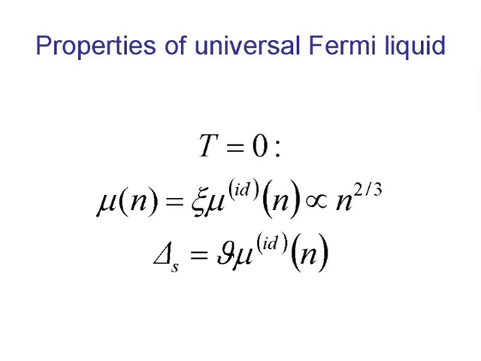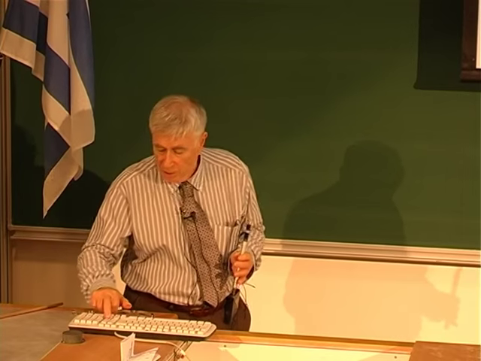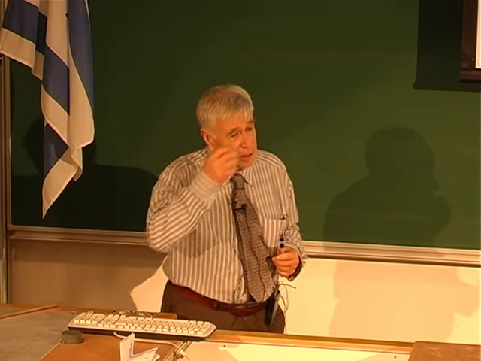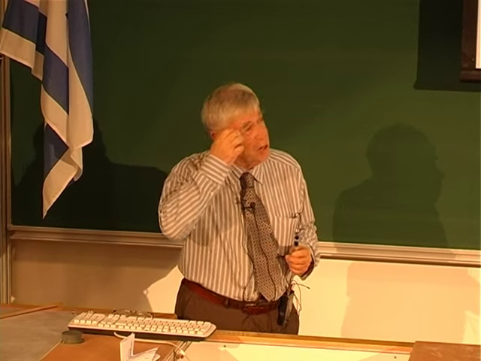The second important parameter is related to superconductivity. As we know, according to Bardeen-Cooper-Schrieffer theory, the energy spectrum of a superfluid Fermi liquid contains a gap, which prevents excitation of Fermi particles. And this gap again must be proportional, because of the same consideration, to the chemical potential of the ideal gas with some parameter theta, which also is universal.